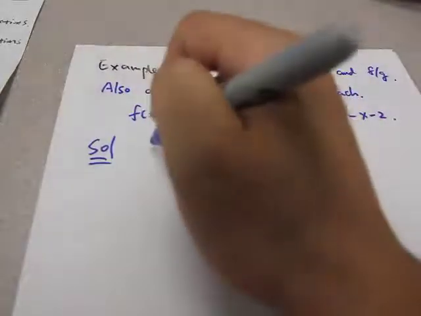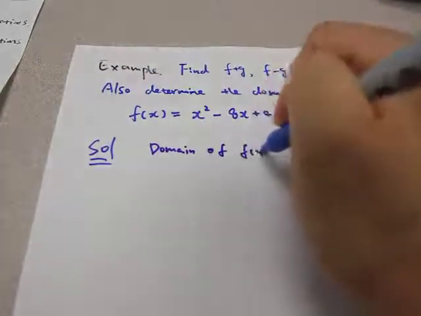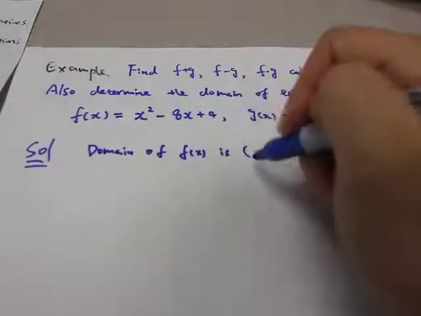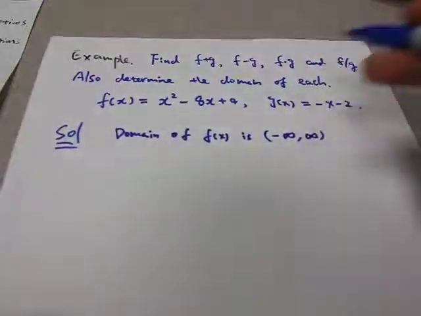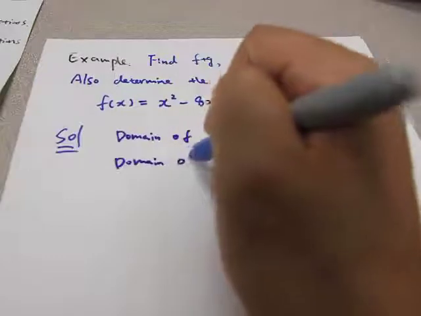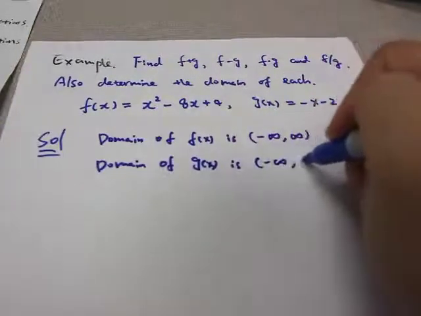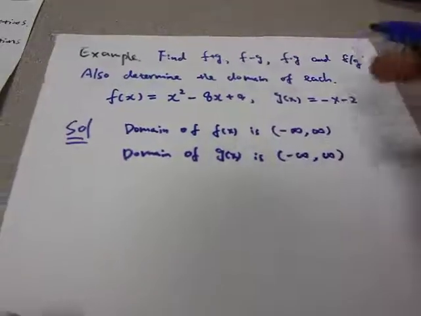So therefore, the domain of f(x) is every real number, and we usually use the interval notation from negative infinity to positive infinity to represent this. And the domain of g(x) is also every real number, because they're both polynomials.